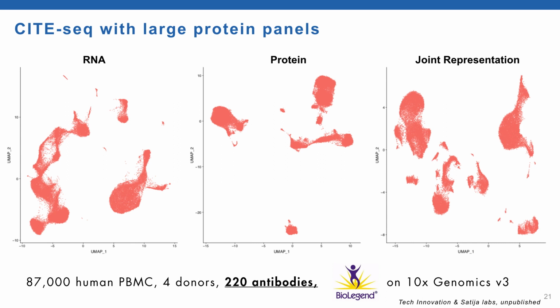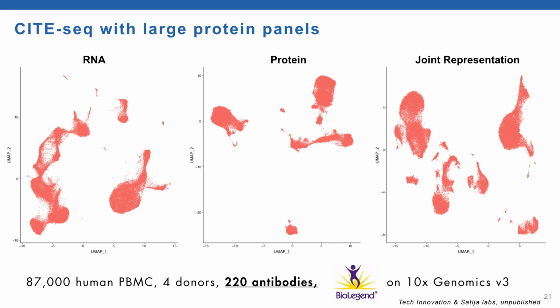So if we now look at what the data looks like when we do these large protein panel experiments, shown here is a plot of 87,000 human PBMCs from 4 different donors. This is 220 antibodies, all stained simultaneously from BioLegend. These are TotalSeq-A antibodies run on 10x Genomics v3. So TotalSeq-A antibodies work very well on 10x Genomics v3.